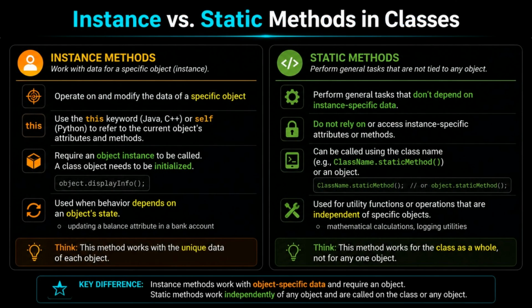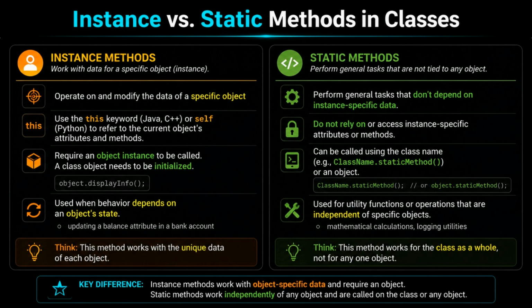Instance methods operate on a specific object's data, using this or self to reference that object's own attributes. They require an actual object instance to call, like object.displayInfo, and they're used whenever behavior depends on an object's particular state, like updating one specific bank account's balance.